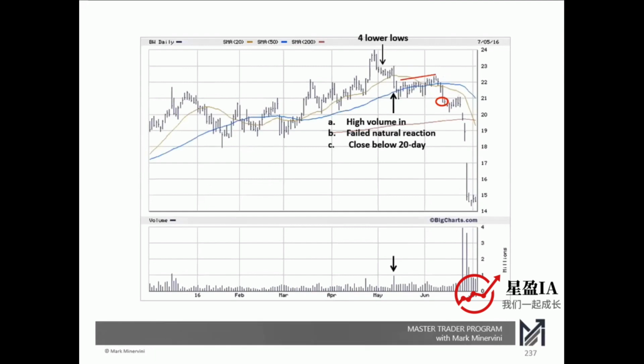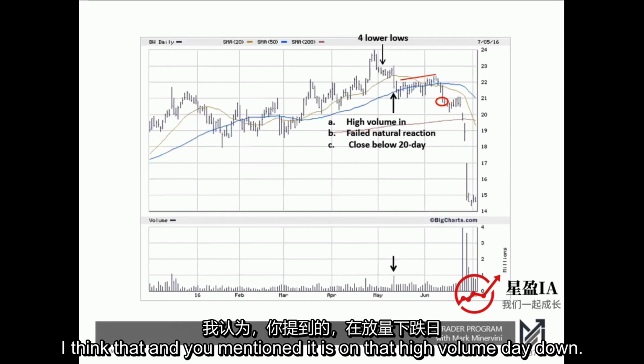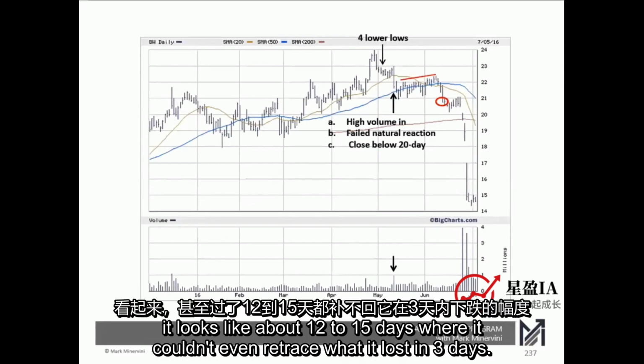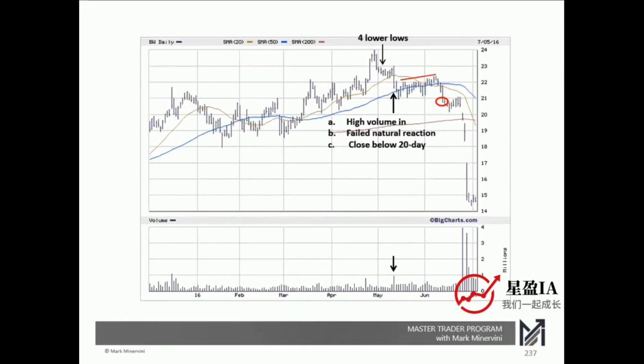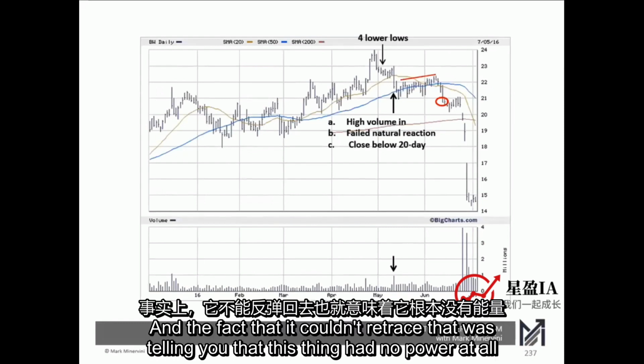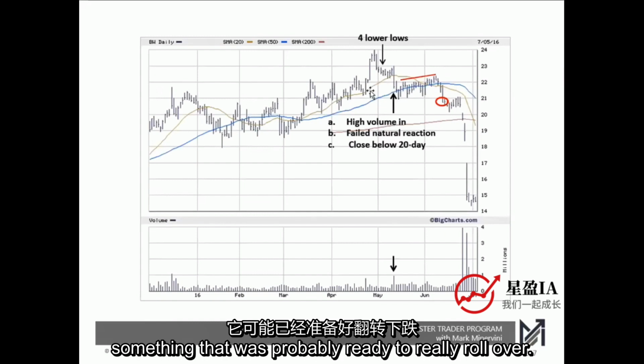Yeah, the thing to point out, I think, and you mentioned it, is on that high volume day down. It was down that day, and then three total days in a row were down. But then it looks like about 12 to 15 days, 3 or 4 weeks, it couldn't even retrace what it lost in 3 days. It tried for 15 days to get going. And the fact that it couldn't retrace that was telling you that this thing had no power at all and was something that was probably ready to really roll over.